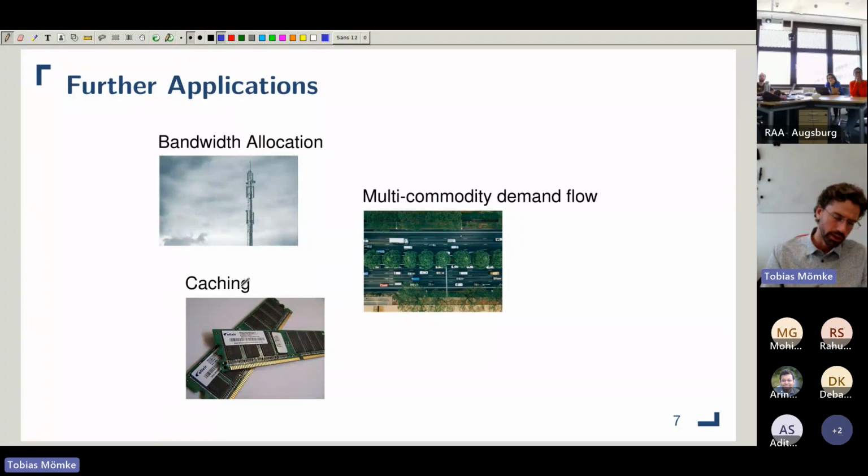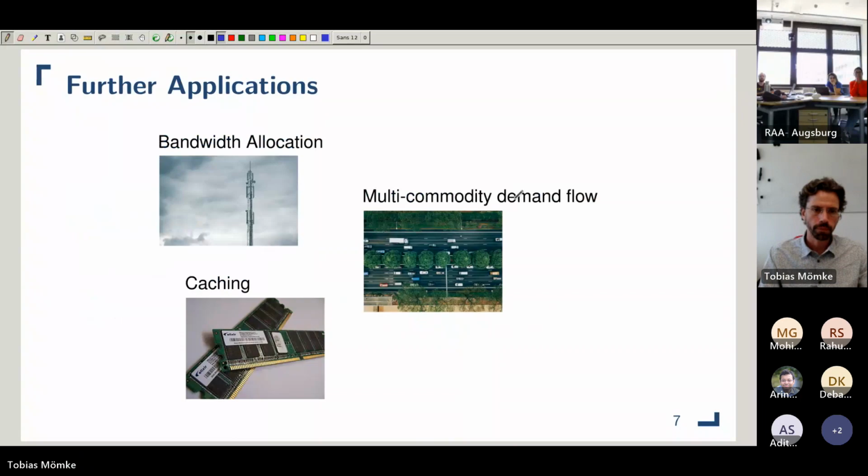Or caching. You want to execute programs. You have only a limited amount of fast memory. So therefore, you have to reserve a memory block for a certain period of time, and the amount of memory that you have gives you a capacity. Or in logistics applications, you also quite naturally come to UFP-like settings.